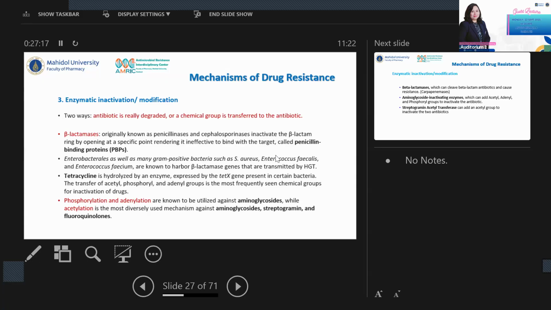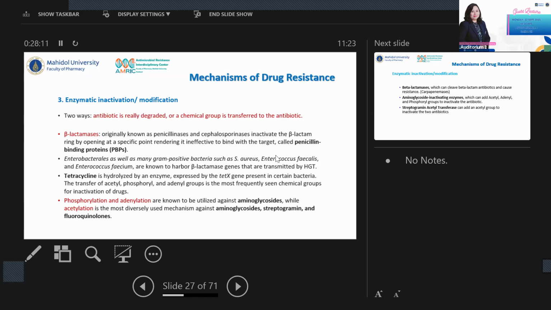Sometimes they call them penicillinase, cephalosporinase, and again, one type of beta-lactamase is carbapenemase. And you know that carbapenem is one big group of drugs used to treat gram-negative infection nowadays. So beta-lactamase is still a big resistance group for those kinds of antibiotics. And for tetracycline, some bacteria can have enzymes that add an acetyl group, phosphoryl group, or adenyl group to the tetracycline and make it inactive. So this is just one example. The same story goes with aminoglycoside here.